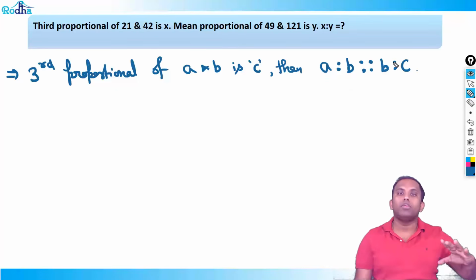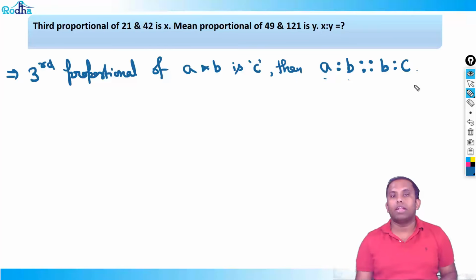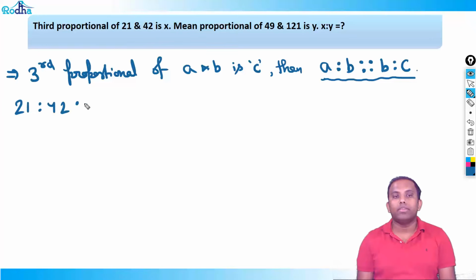Since third proportion I need to calculate by giving two proportions, it has to be like the AB and BC funda, right? Otherwise you can remember it like a definition. Third proportion of A and B is C, then A, B, C are defined as A is to B in proportion with B is to C. That means 21 is to 42 is in proportion with 42 is to X.